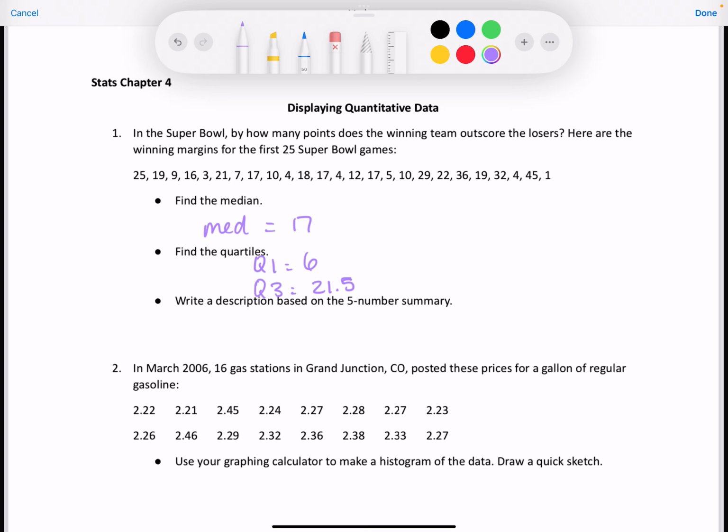So remember, Q1 is going to be the bottom, like 25, or would be at 25%. Q3 is at 75%, just for reference. Oh, wait, that makes sense.